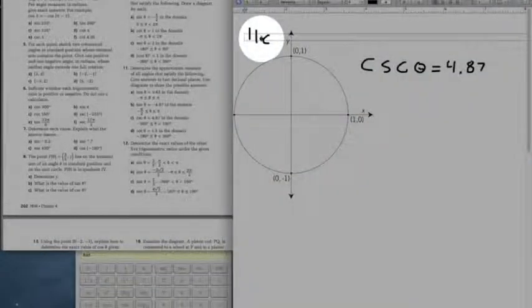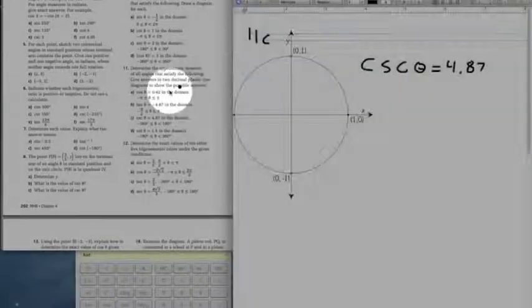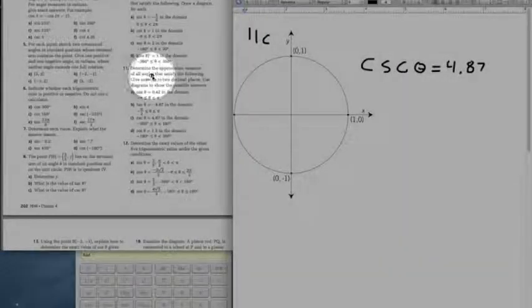All right, welcome back. Here we are taking a look at how to do problem 11 out of the homework. I'm doing 11C as an example. In 11, they want you to determine the approximate measure of all angles that satisfy the following. Give answers to two decimal places. Use diagrams to show possible answers.